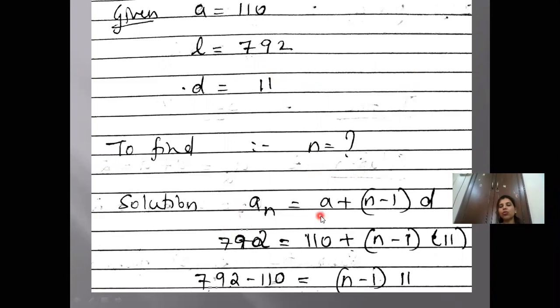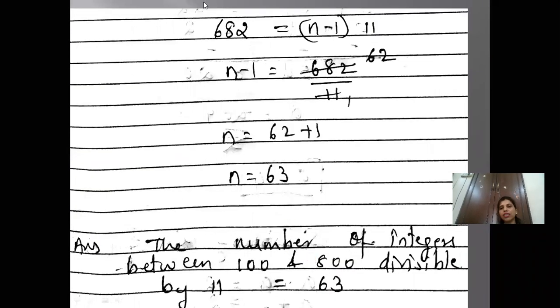So an is equal to a plus n minus 1 d. You know the value of last term, you know the value of first term, you know d. So that will go easy for you to find the value of n. So 792 minus 110, we get the value as 682. Then divide 682 with 11, you get 62. Then you take this 1 to the other side, it becomes 62 plus 1, that is equal to 63. So that is how you know the number of integers between 100 and 800 is equal to 63.